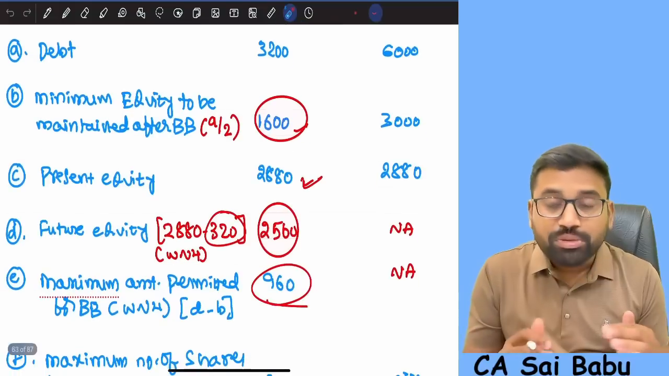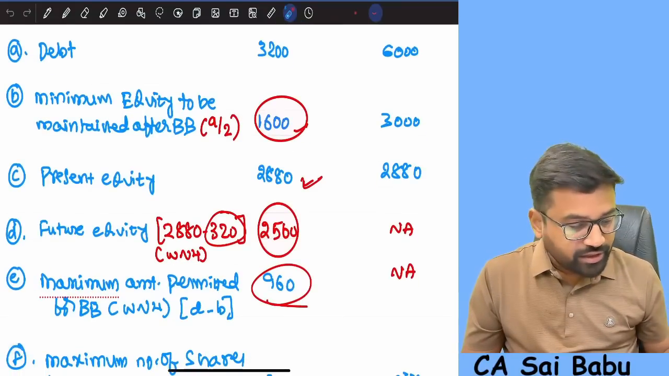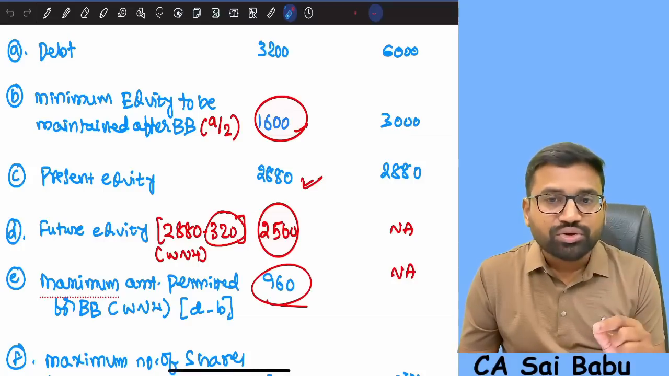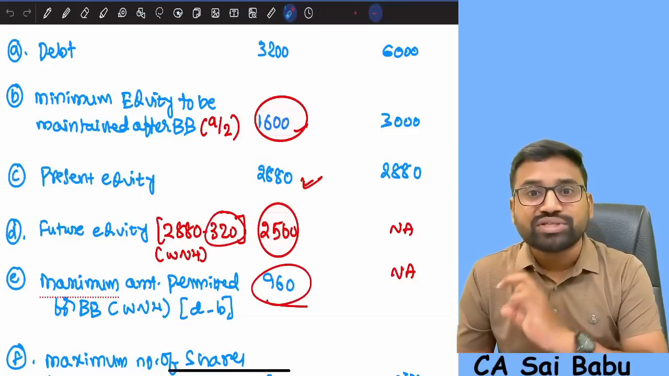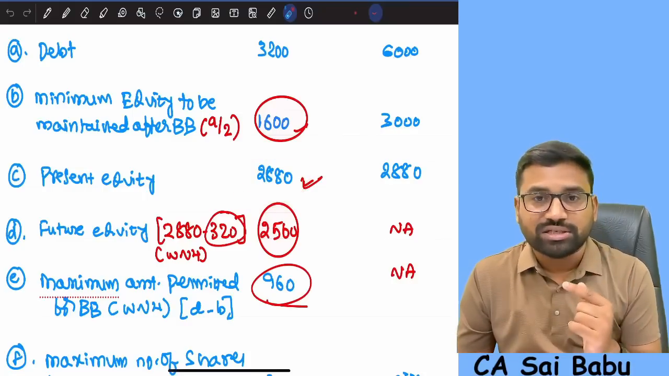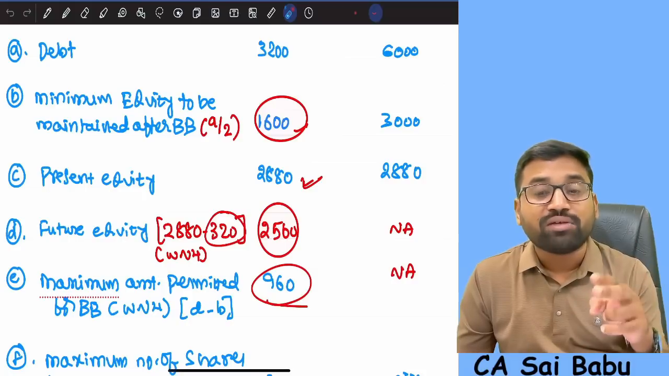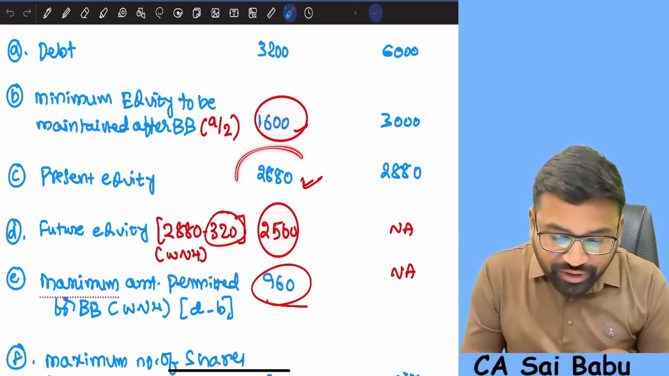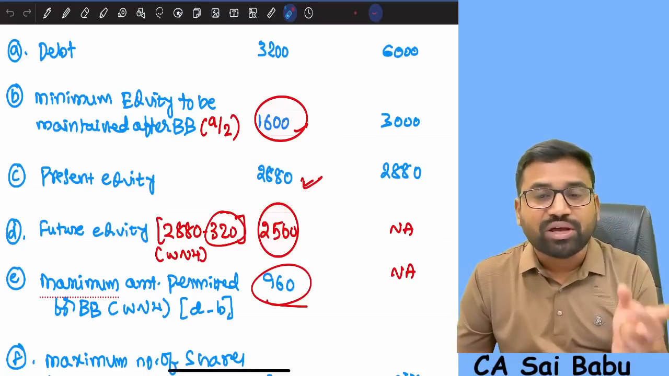So how much reduction in equity is possible? 2,880 minus 1,600, 1,280. But make sure that from the present equity, first we need to transfer the amount to CRR because there is a legal obligation. Whenever there is a buyback using free reserves or securities premium, an amount to the extent of the nominal value of shares so bought back must be transferred from free reserves to CRR. So this equity includes free reserves. Therefore from this equity, first I need to transfer the amount to CRR.